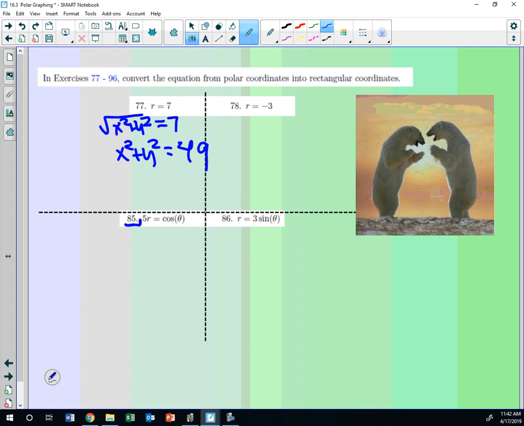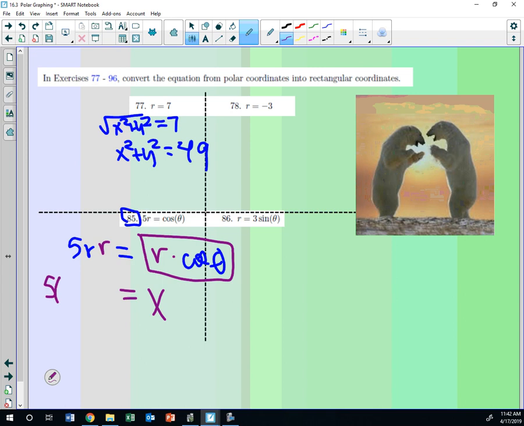Would you go to number 85 here? 5r is equal to what? You left a space, cosine theta. I left the space on purpose there, because what if I multiplied both sides by r? How would that help me? That's x, isn't it? And then r squared is x squared plus y squared. And we're done with that one.